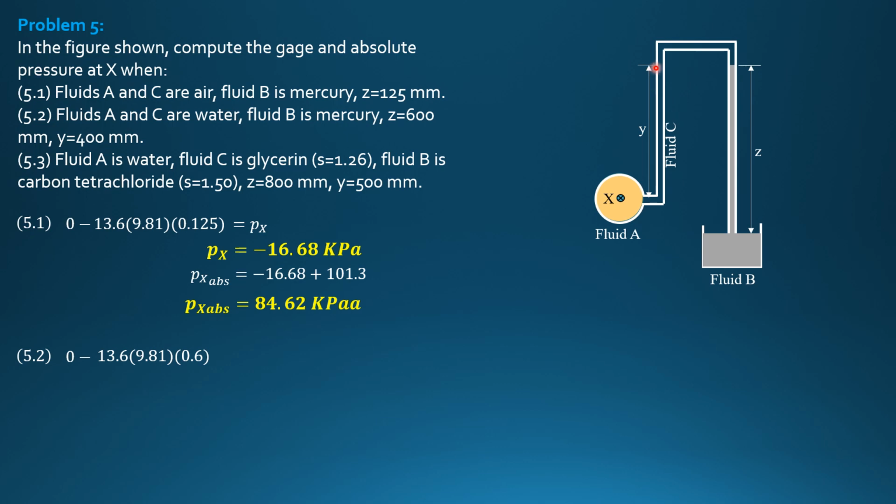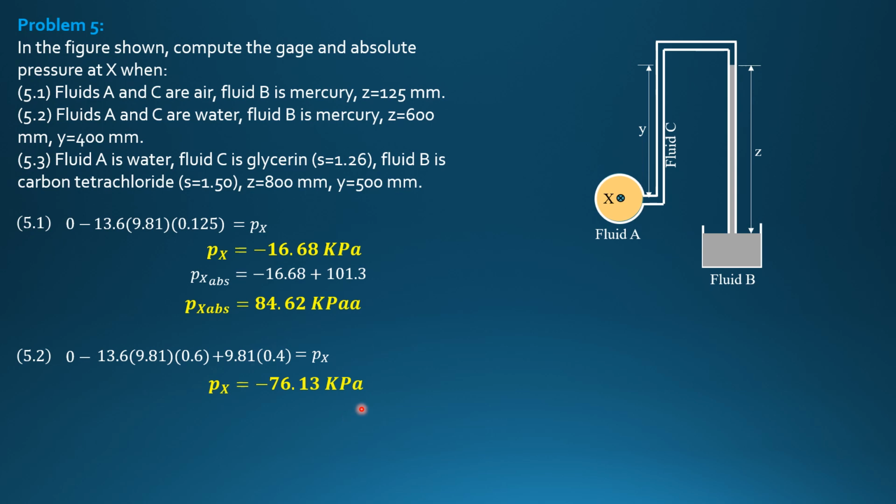So plus 9.81 times Y, which is 0.4, then equals pressure at X. So pressure at X is negative 76.13 kilopascals.